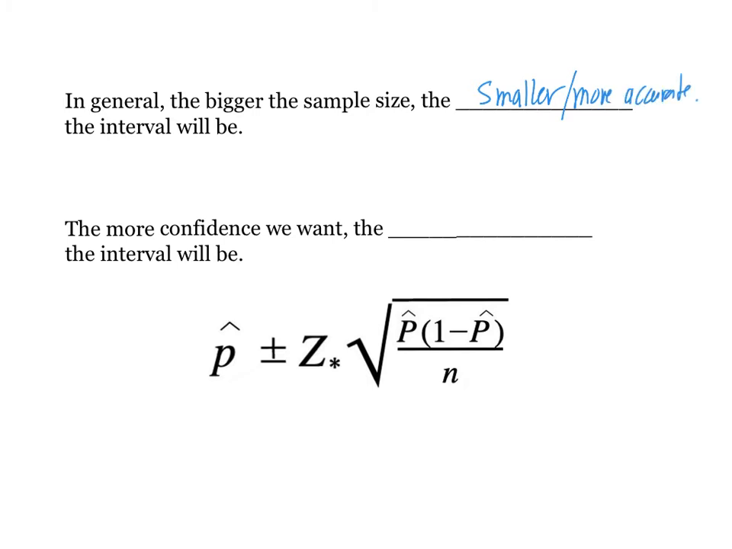And the more confidence we want to have in our process, the larger the interval will be. So if I want 99% confident, that's going to make a bigger interval so that I'm more sure I'm correct. And if I'm willing to have less confidence in my answers, I can make a smaller interval. So those are 2 very important concepts to understand. The bigger the sample size, the smaller the interval will be because it's more accurate. And the more confidence I want, the larger the interval I need to create.